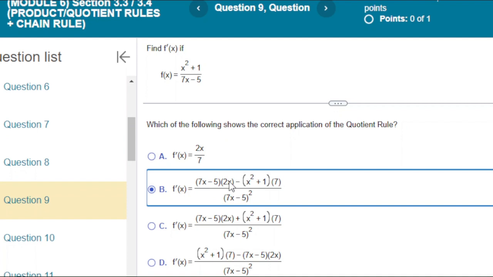So it's low D high minus high D low all over low squared. And it's not high D low minus low D high, right? It's low D high minus high D low all over low squared. And again, by D, we mean derivatives. When we say D low, we mean the derivative of the bottom, or D high, we mean the derivative of the top.